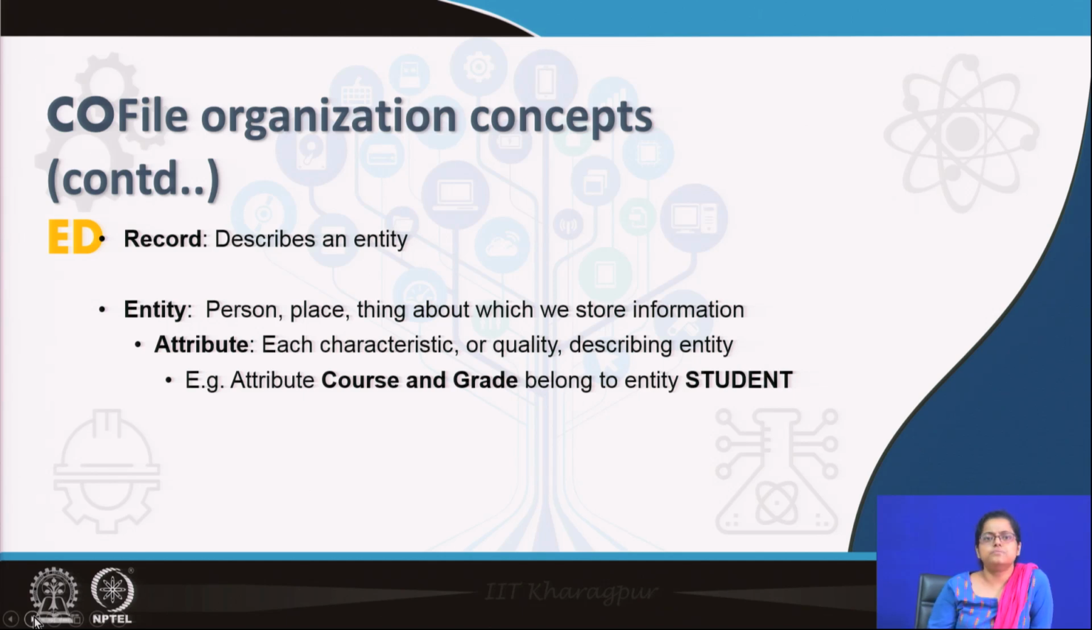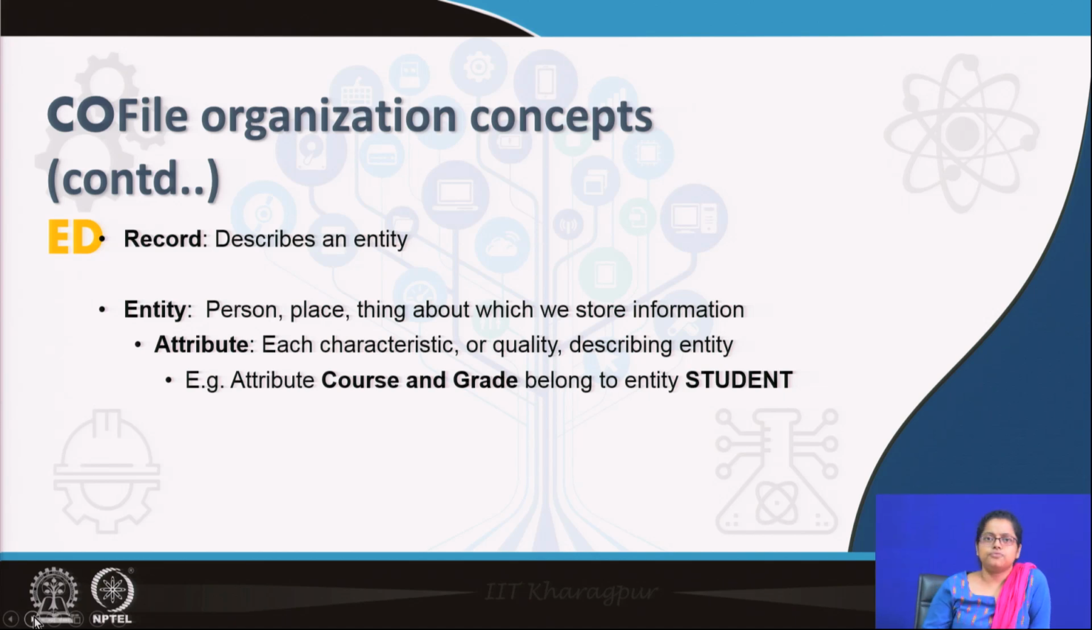Before moving on to the example, let's understand what a record is. A record describes an entity. An entity could be anything. It could be a person, a place, or a thing about which we want to store some information. An attribute or a column represents each characteristic or quality that describes that particular entity.